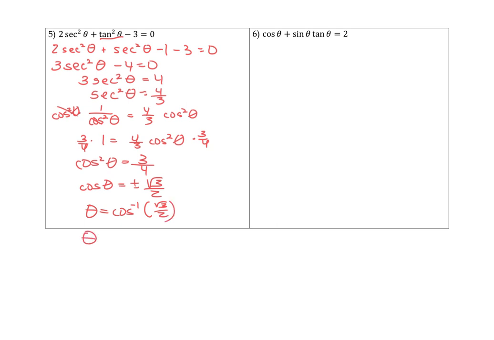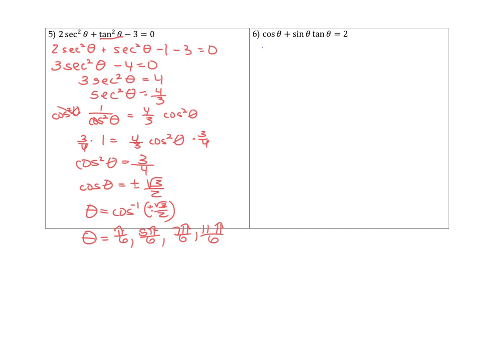So cosine is positive in quadrants 1 and 4, and it's negative in quadrant 2 and quadrant 3. So I have the cosine of root 3 over 2 in all 4 quadrants. So those 4 quadrants, I have pi over 6, 5 pi over 6, 7 pi over 6, and 11 pi over 6. And this one has 4 solutions because of that plus or minus.